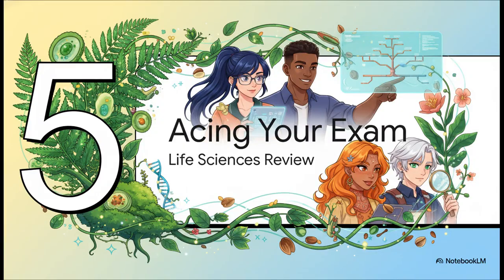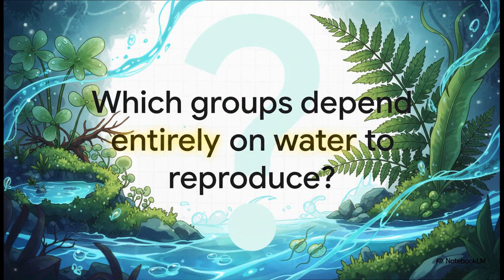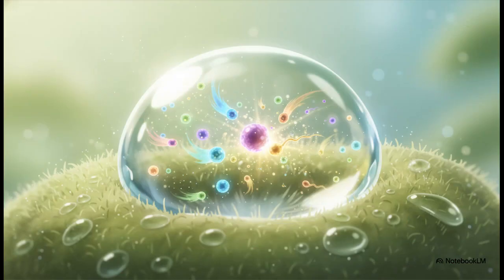Okay, home stretch. Section 5, Acing Your Life Sciences Exam. Let's translate everything we've just uncovered into a rapid-fire review so you can totally crush your exam questions. Starting with a classic short answer question. Which two groups of plants are entirely dependent on water for fertilization? Think back to the very base of our cladogram and that matrix we just went over. The answer, of course, is bryophytes and pteridophytes.